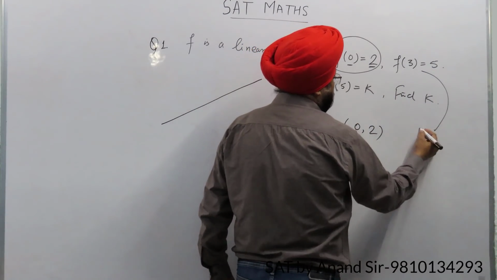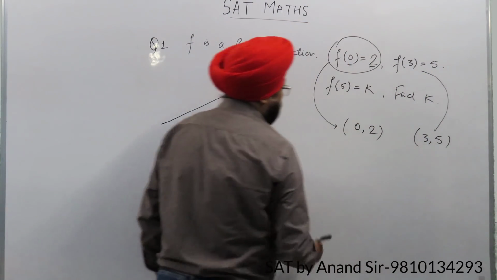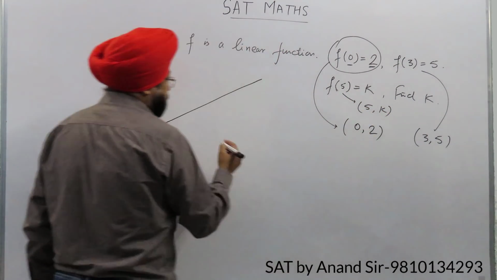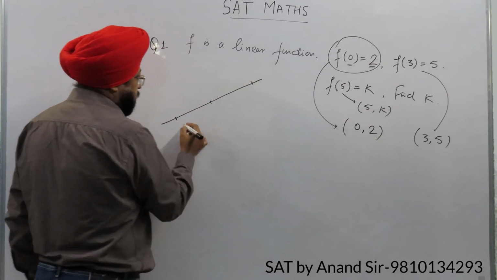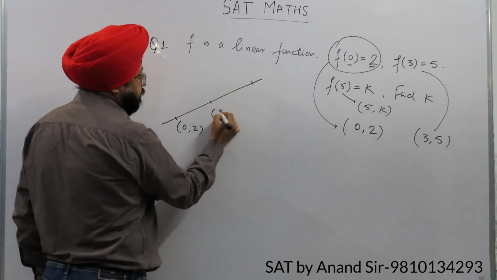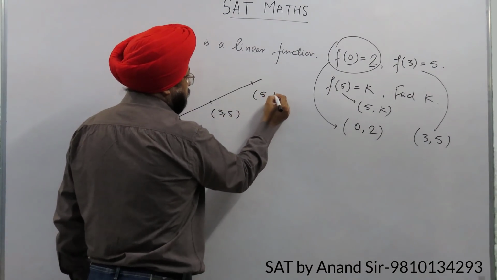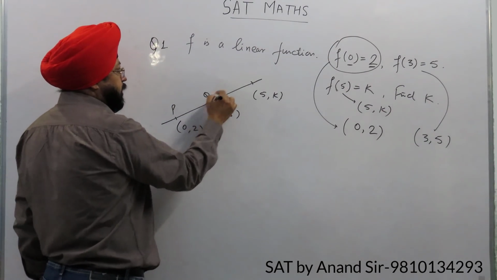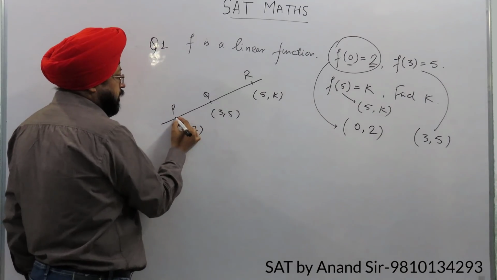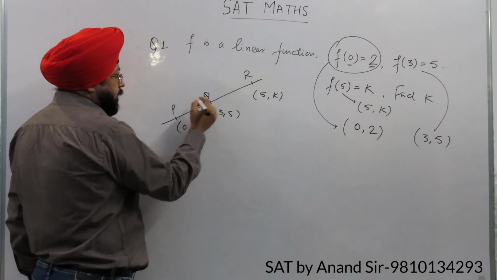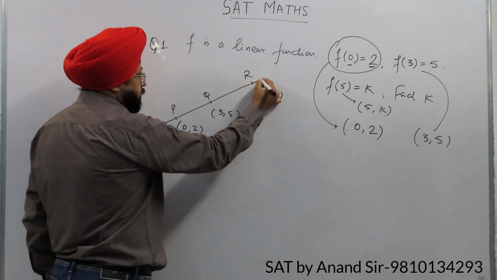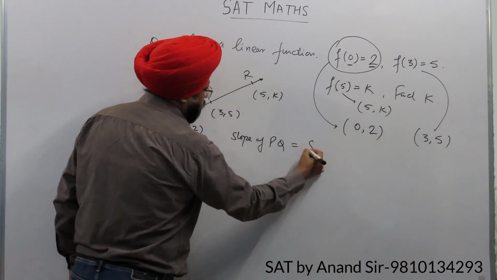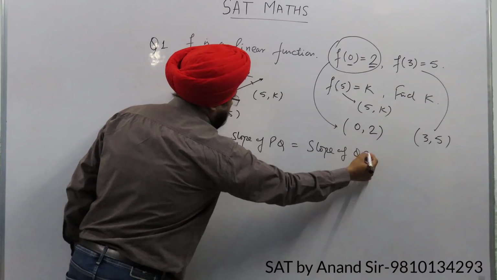From here we get the point 3, 5. And from here we get the point 5, k. It means these three are points on a straight line. One is 0, 2, another is 3, 5, and the third one is 5, k. We need to find what k is. So we will be using the concept of slope. Let us take these points as p, q and r. Simply, slope of the line taking p and q as points is same as the slope of the line taking q and r as points. So we can write slope of pq equals slope of qr.